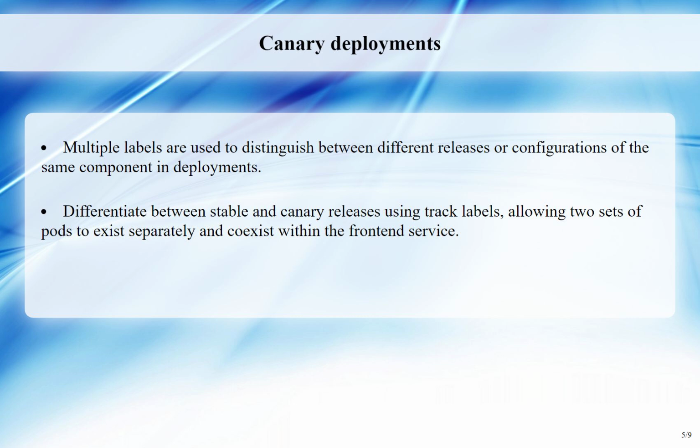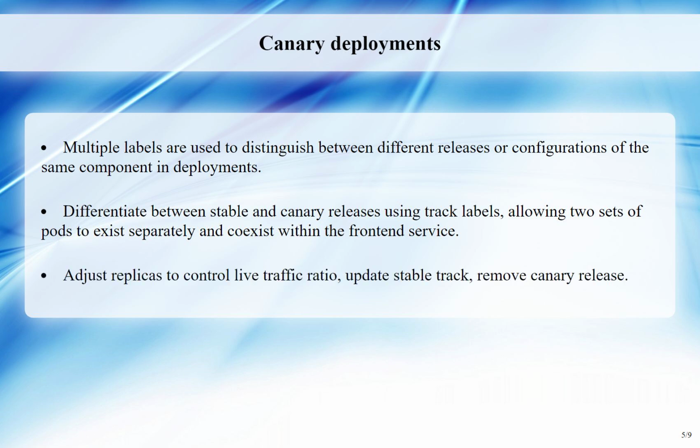Both sets of pods can coexist without overlapping, and the front-end service can span both sets by selecting a common subset of labels. By adjusting the number of replicas for each release, you can control the ratio of live production traffic each receives, e.g. 3:1. Once confident in the new release, the stable track can be updated accordingly, and the canary release can be removed.